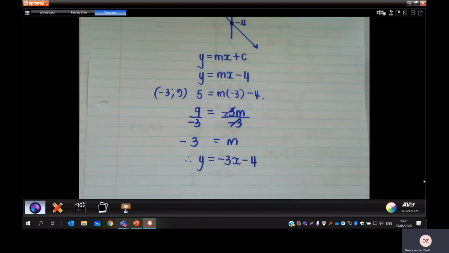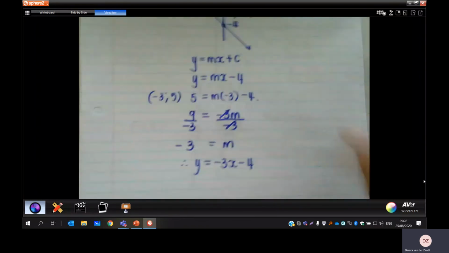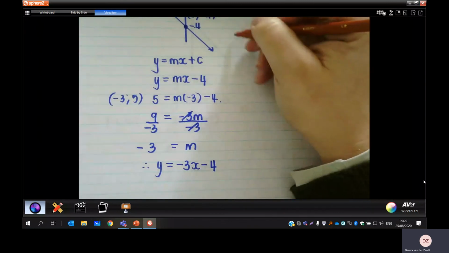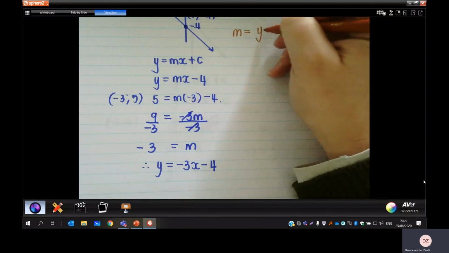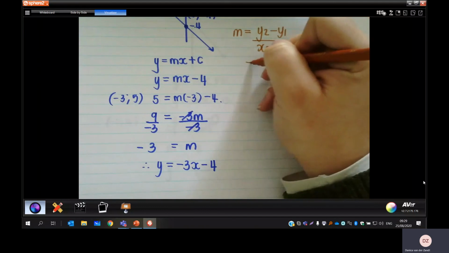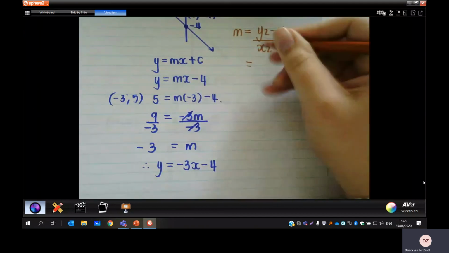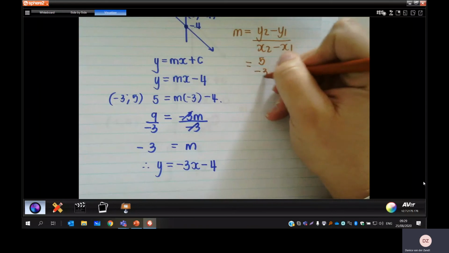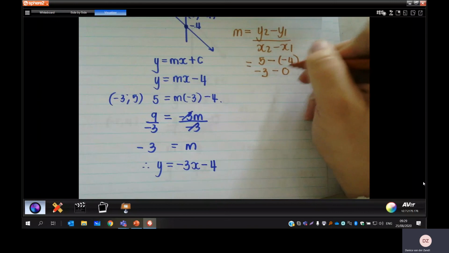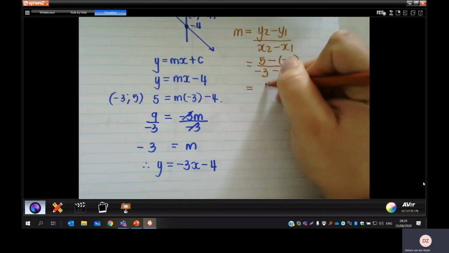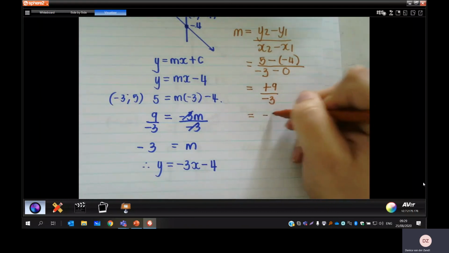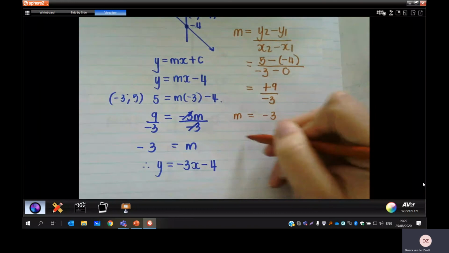Let's look at the way a lot of you seem to have done it, or at least the two in front of me. They decided to make a coordinate, 0 for x, minus 4 for y, and they calculated their gradient, which is y2 minus y1 over x2 minus x1. Does not matter which one I choose first, so I'm going to choose that one first. 5 for y, minus 3 for x, minus 4 for y, minus 0 for x, giving me positive 9 over negative 3, which is negative 3 for my gradient.